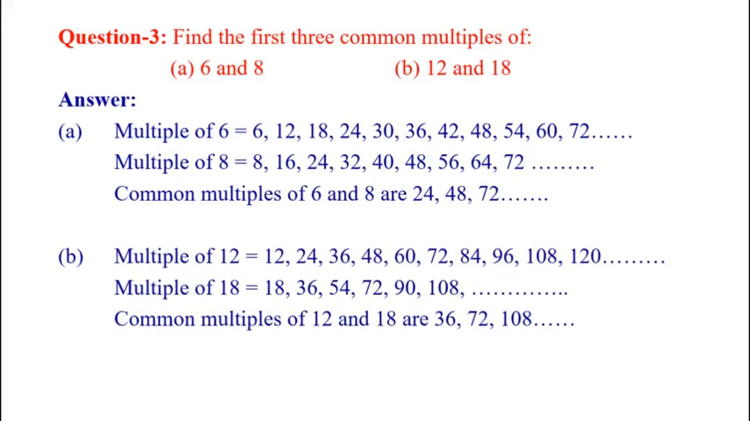Next part, we have to find the 3 common multiples of 12 and 18. So, multiples of 12 are 12, 24, 36, 48, 60, 72, 84, 96, 108, 120 and so on. Then multiples of 18 are 18, 36, 54, 72, 90, 108 and so on. So, the first 3 common multiples of 12 and 18 are 36, 72, 108.